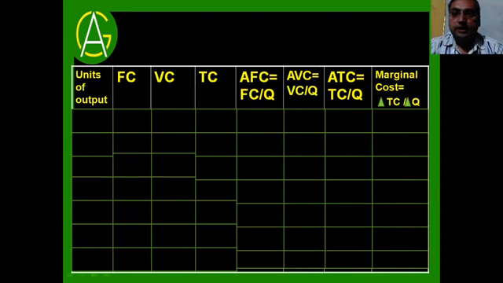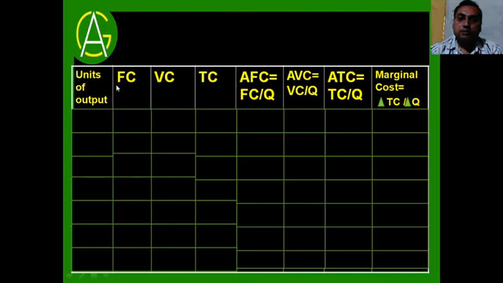Now friends, in your examination they will ask you this kind of table. This is very much important, and from this particular table they can ask so many questions. Let us see how this table will be working. In this particular table you will be given only two columns. First column of unit of output, and second you will be given the column of total cost. From these two columns you have to prepare the full table. How it will work, let us see.